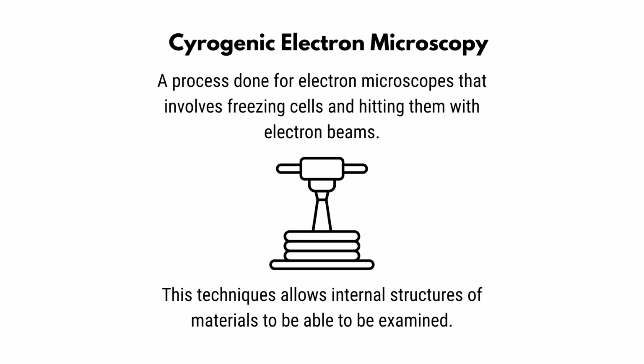Now let's get into cryogenic electron microscopy. Now this is a process done on electron microscopes that involves freezing the cells and hitting them with a bunch of electron beams. This technique allows for the internal structures of materials and whatever's under the microscope to be examined with much more depth than on a standard electron microscope without the technique.